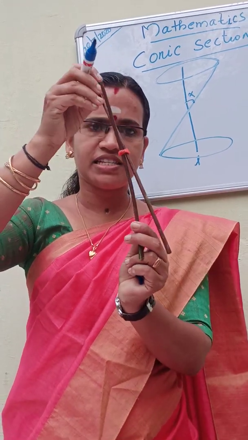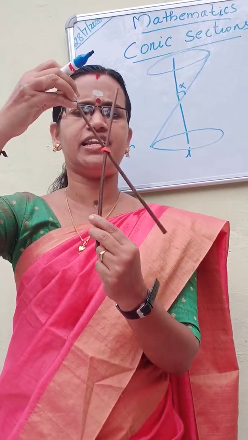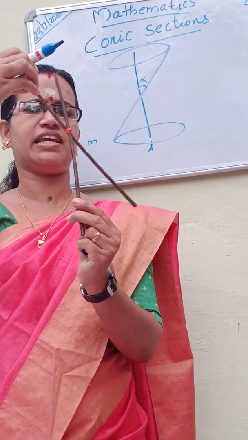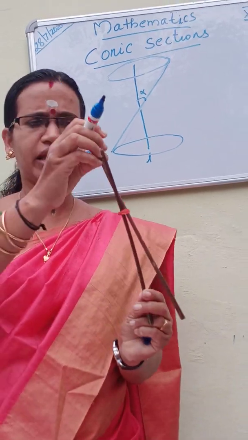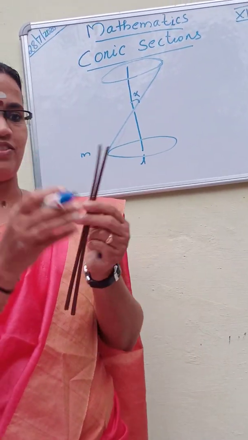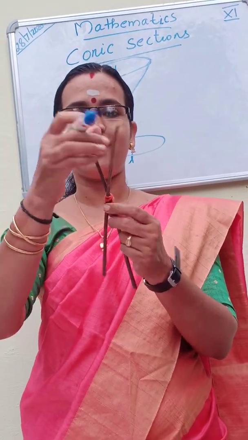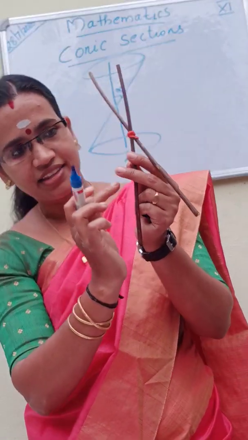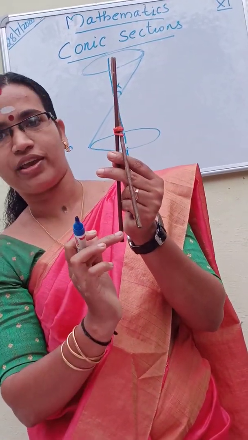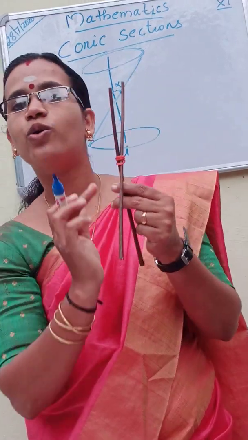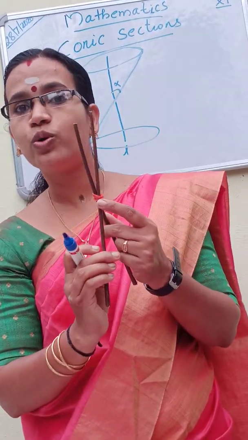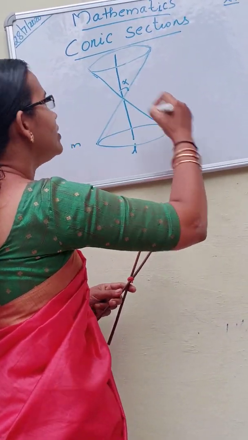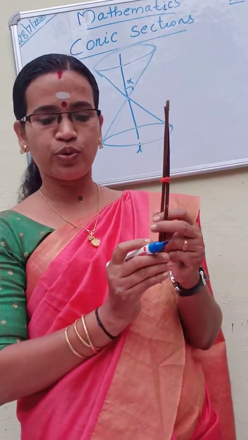Can you see any shape? Any shape you can detect? Yes, there is a cone formed. A cone is formed on the upper side and another cone is formed below this point. So there are two cones formed.